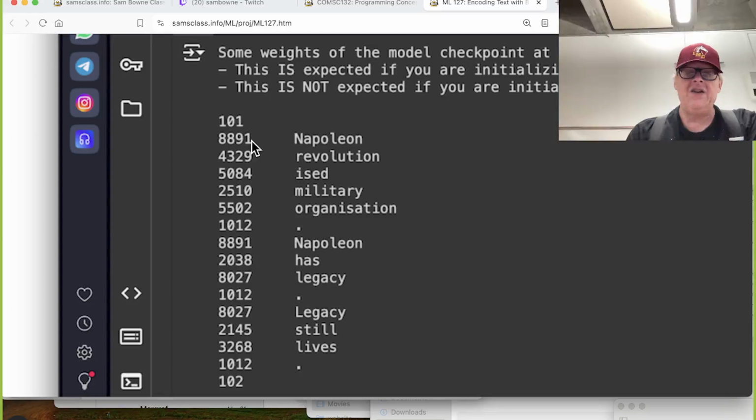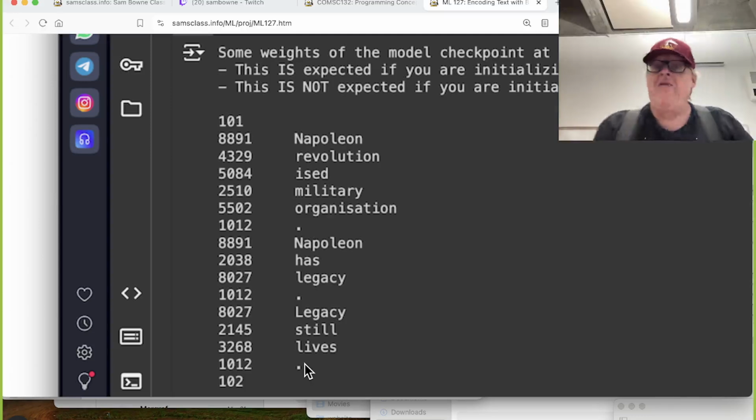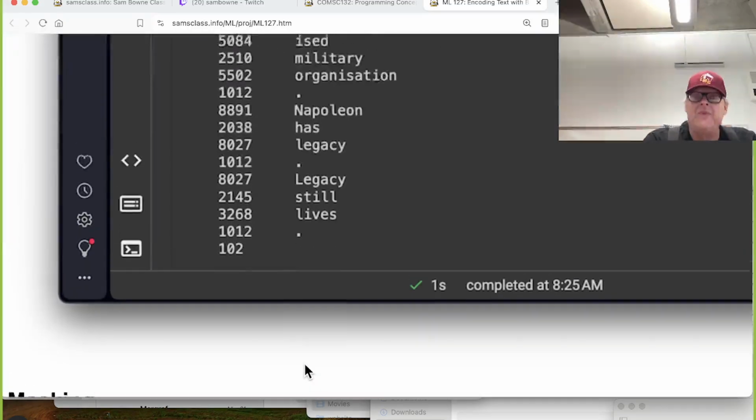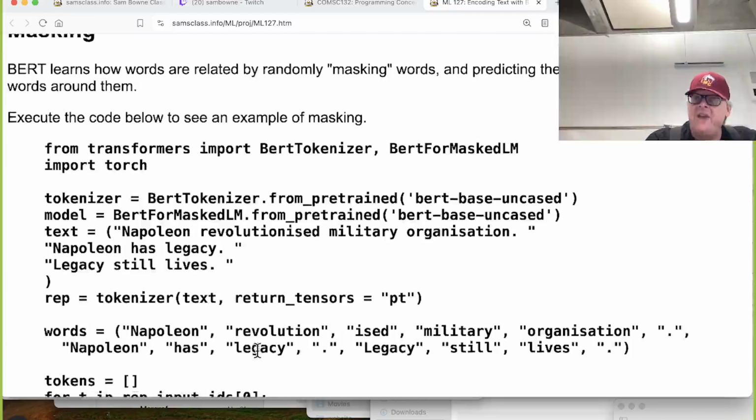Napoleon has 8891, and when Napoleon occurs again, it's 8891. Legacy is 8027, and here it's 8027. The period is 1012 every time, so you've just turned the words into numbers. So far, we haven't really accomplished much of anything. We've also added beginning and end to it. Right, so now we do masking.